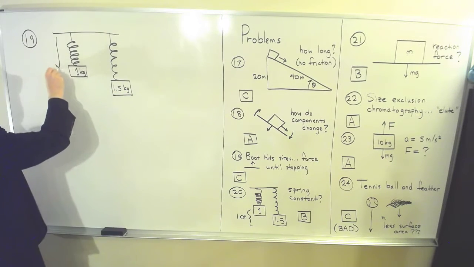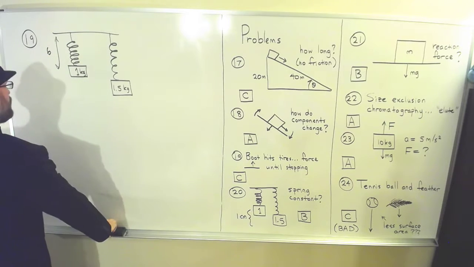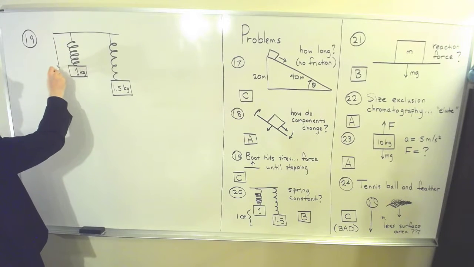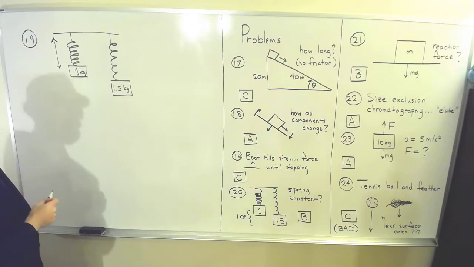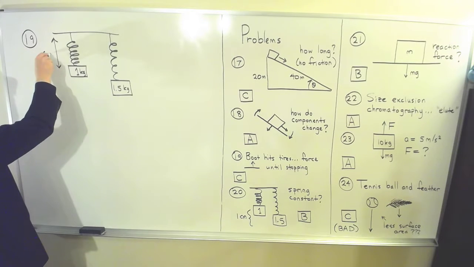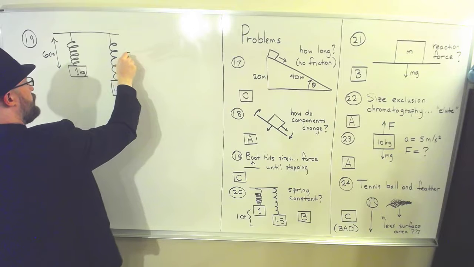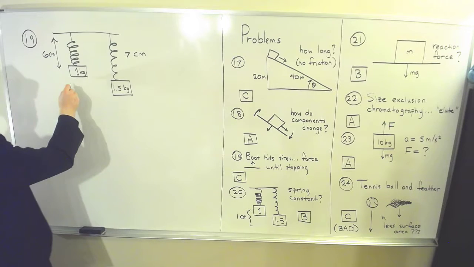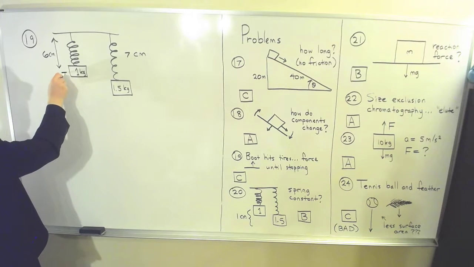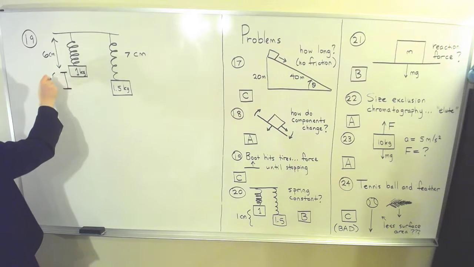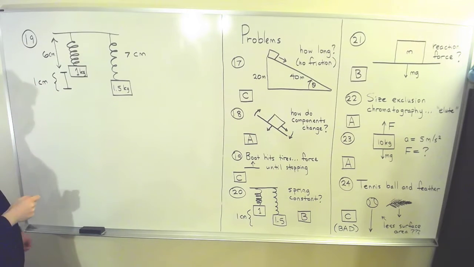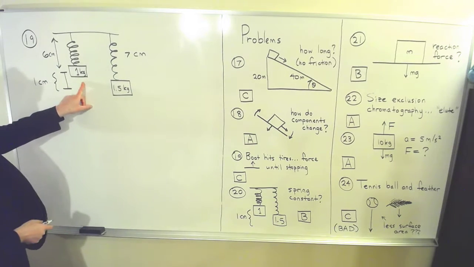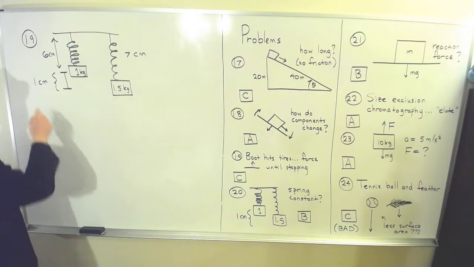And what the problem says is that this one is extended 6, I think it said 6 centimeters, I think it was centimeters, not meters, I don't remember. And this one is extended 7 centimeters. And so in particular, if I measure the distance between how much these are extended, that's 1 centimeter. And so the question was, what's the spring constant?